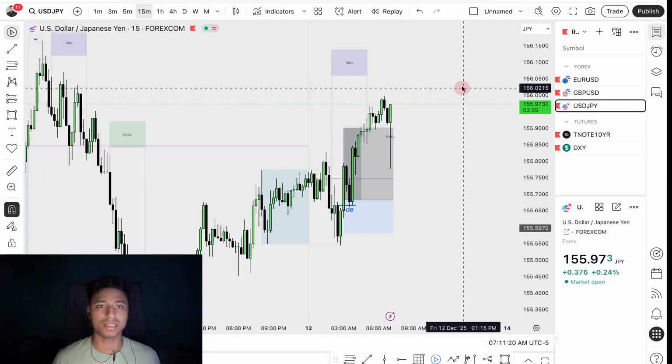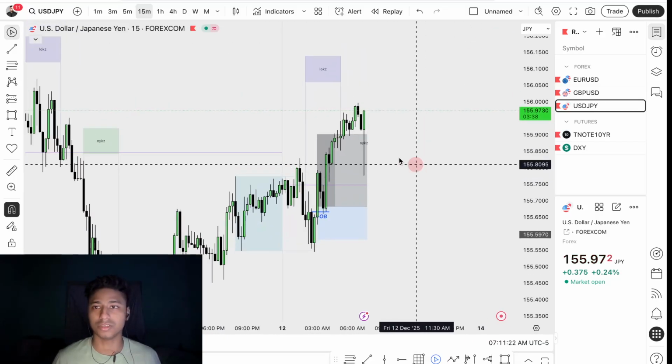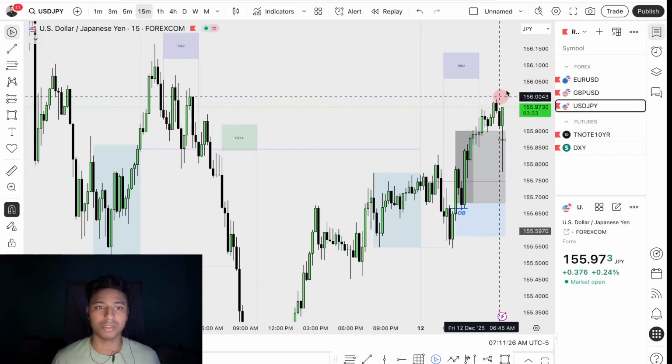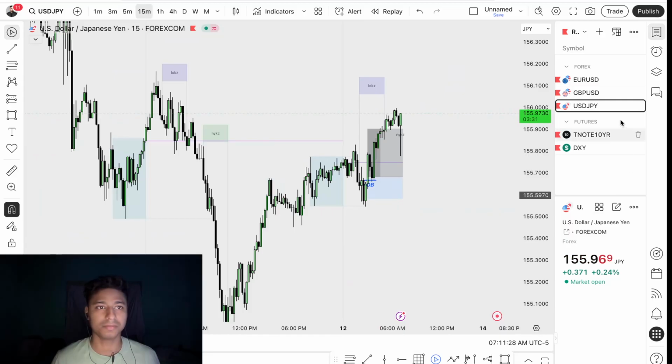So today is 12th December 2025 and I took a trade on London session. So I'm gonna break down this trade.